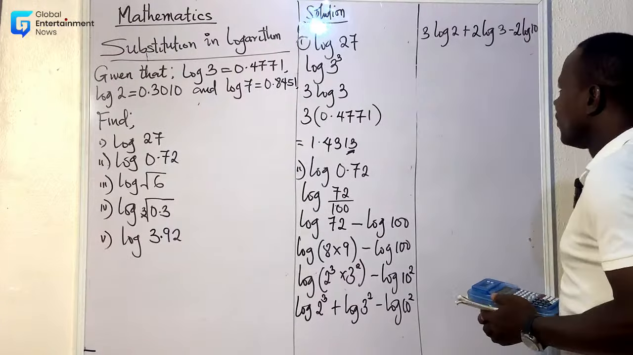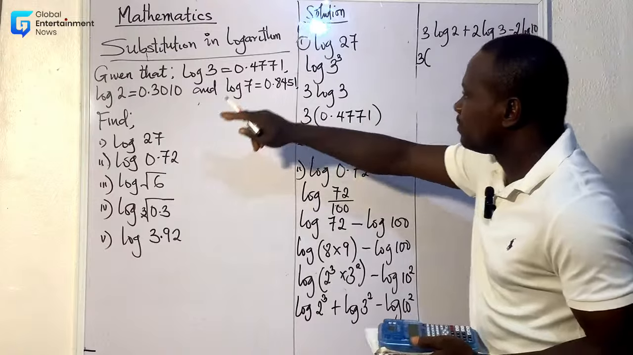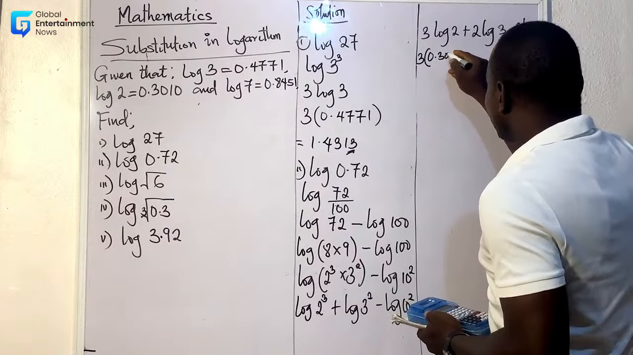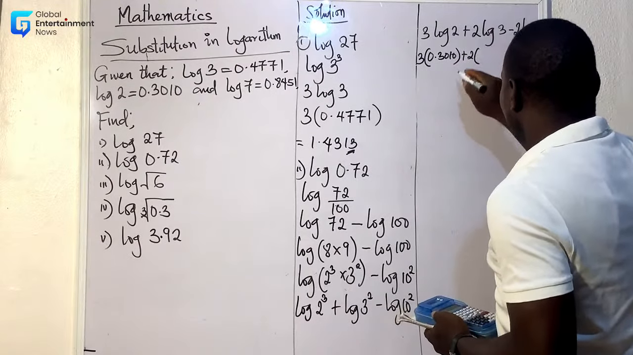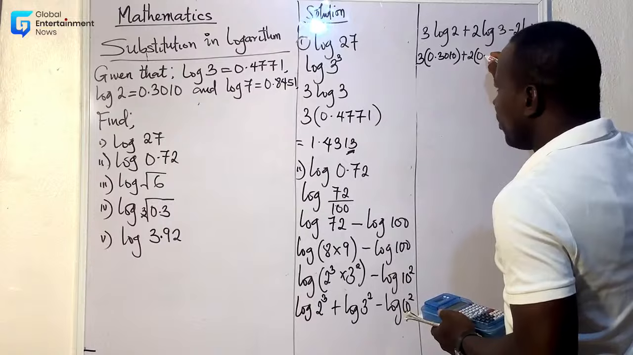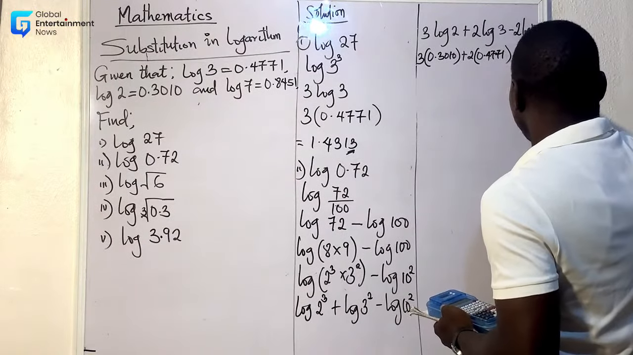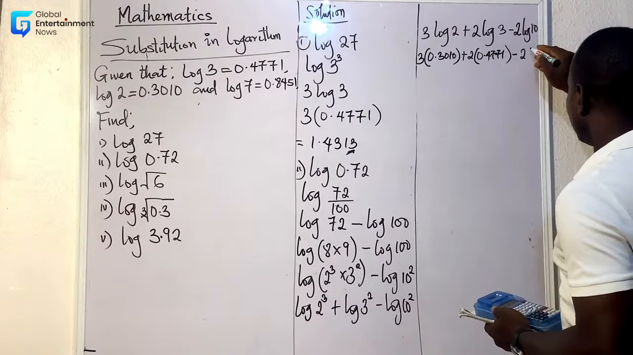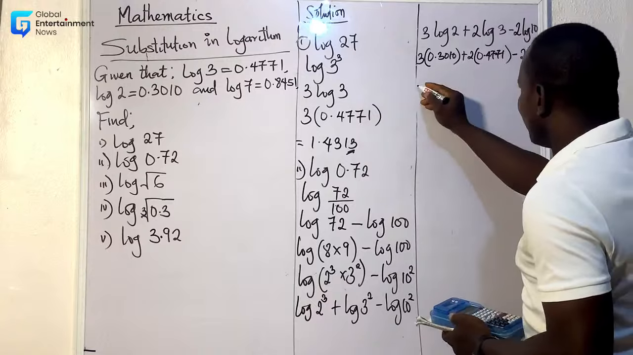So before that, let's substitute for this. 3 bracket, what is log 2? Log 2 is 0.3010, plus 2 bracket, what is log 3? Log 3 is 0.4771. Then minus 2, this is 2. What is log 10? Log 10 is 1. Thank you very much. So what do we have now?